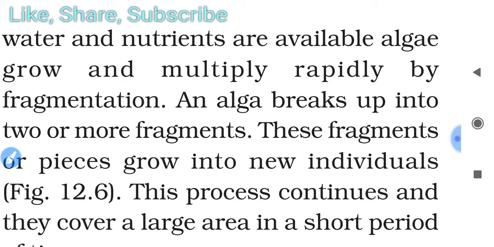So these fragments or pieces continue the process, and they cover a large area in a short period of time. This is the example. You can easily understand fragmentation in Spirogyra. It is an alga. One fragment is divided into two, and these two give birth to new plants. Each individually also grows as a new plant. So this is the process of fragmentation. It is very easy, you can easily understand.